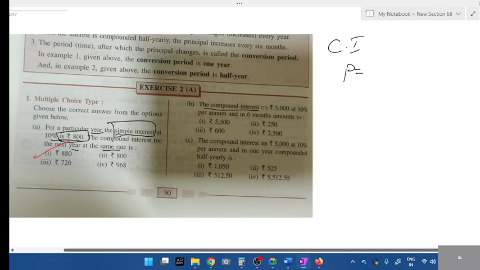If they had given that the compound interest is 5,000, what would you mean by that? Interest is 5,000, right? Interest would have been 5,000. Here, the compound interest on rupees 5,000 means it is principal. 'On' means principal. What is the rate?